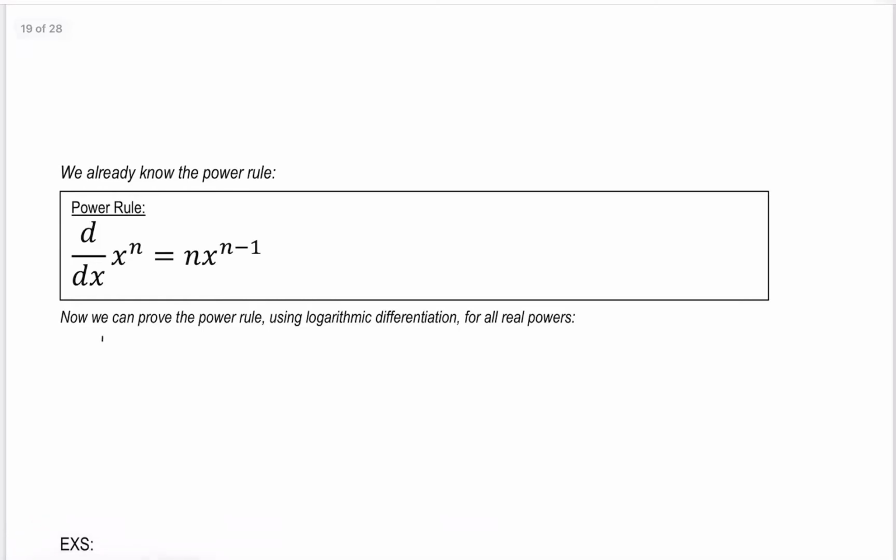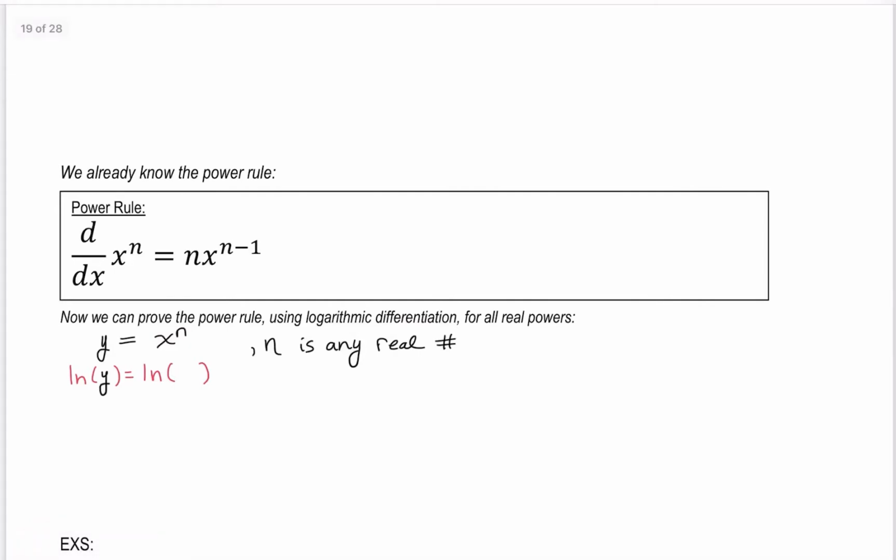So if I start off and I say, okay, let's suppose that y is equal to x to the n, where n is now any real number, well, what we're going to do is take the natural log of both sides. So we're going to take the natural log of the left and the natural log of the right. And so when we do that, we're going to have natural log of y is equal to the natural log of x to the n.